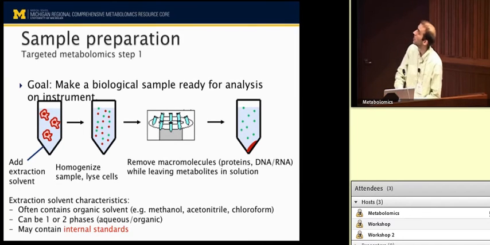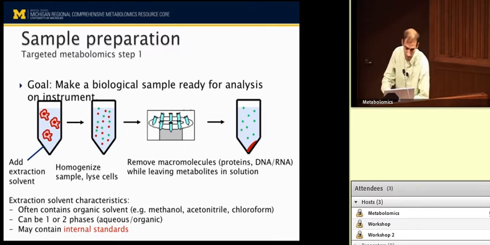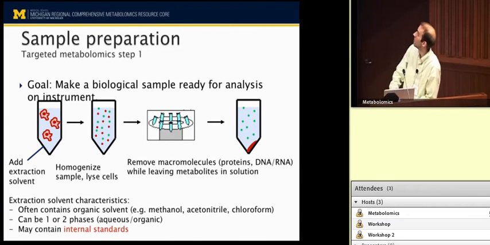So here's sample preparation. The goal of sample preparation is to make a biological sample ready for analysis on an instrument. Basically, the steps that you're going to do are: you're going to use an extraction solvent to remove the metabolites from your cells, and then remove the residual debris from your samples by centrifugation or filtration or something like that. What you should be left with is a solution containing your metabolites of interest and not containing any of the stuff you don't want.